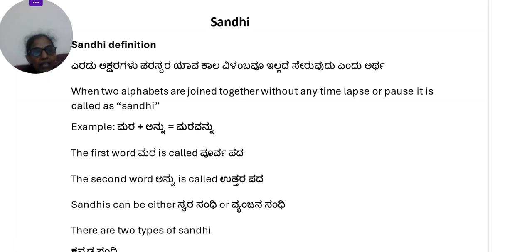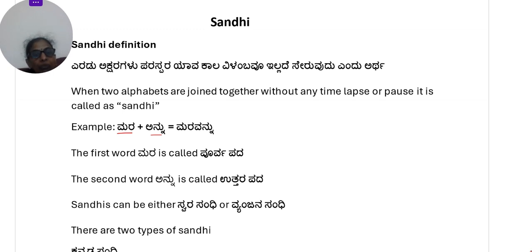Now in Sandhi, what we are doing is joining one word with another word. So the first word is called Purvapada and the second word is called Uttarapada. For example, in the example here, Mara is the first word, so this will be called Purvapada. And Annu is the second word and this will be called Uttarapada. Okay. Then Sandhi can either be Swara Sandhi or Vyanjana Sandhi.